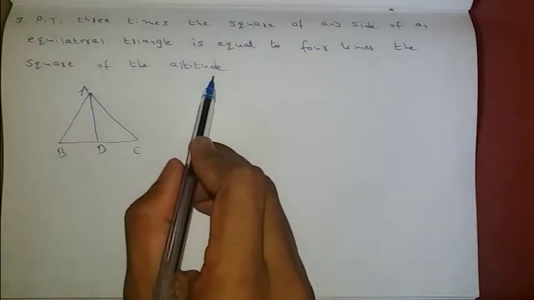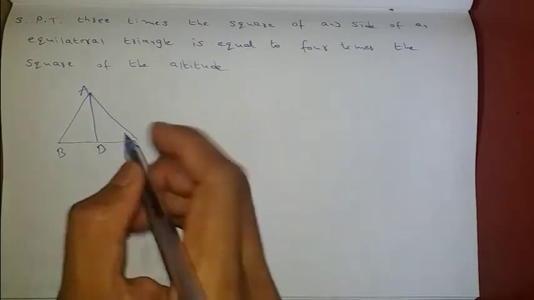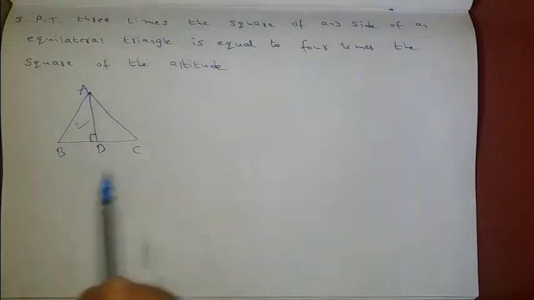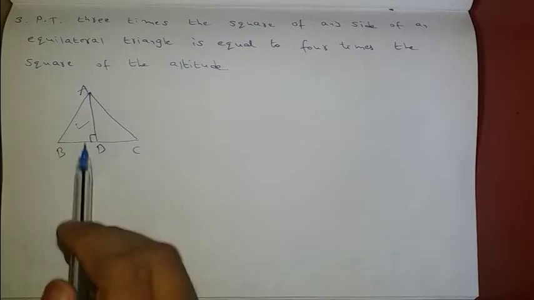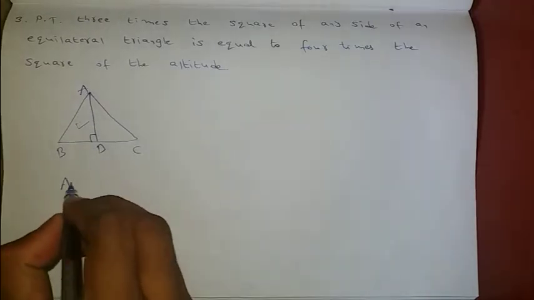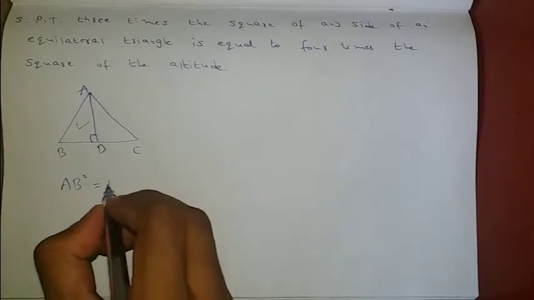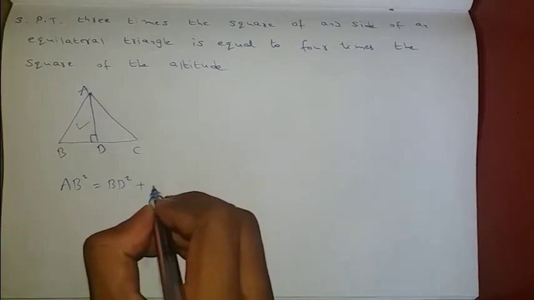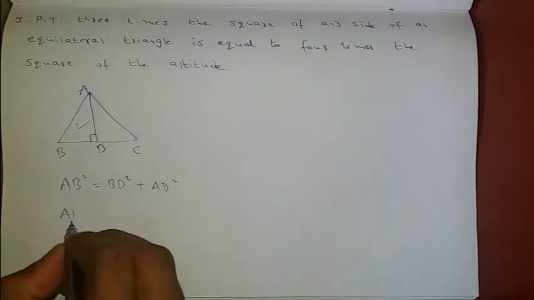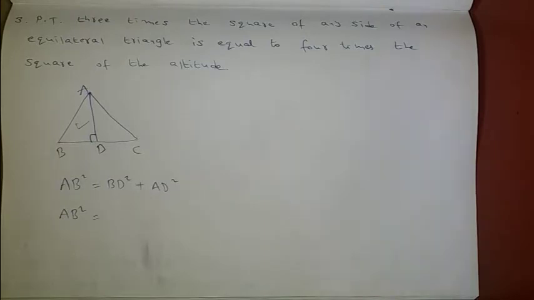Now altitude is nothing but height. Height is always a perpendicular line, so it will make 90 degrees with the BC. Now if we observe this left side triangle, or else right side triangle, I'm going with the left side triangle. ABD is a right angle triangle. So if we apply Pythagoras theorem for that, AB square is equal to BD square plus AD square.